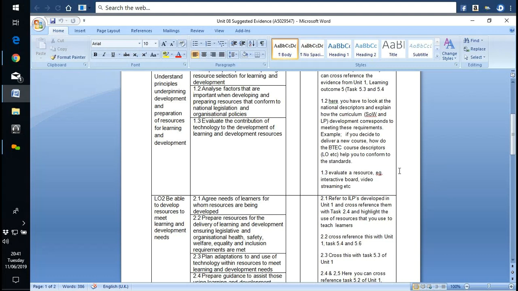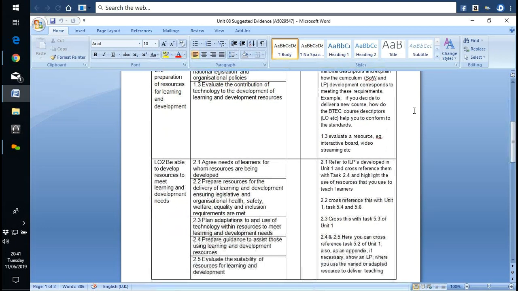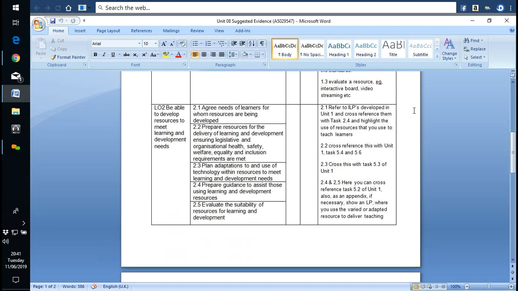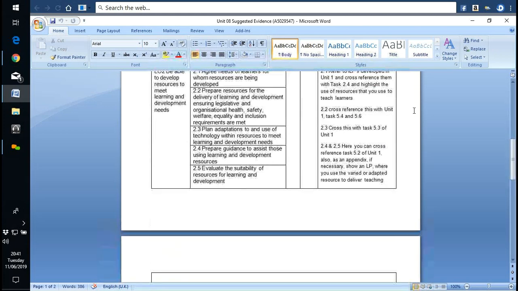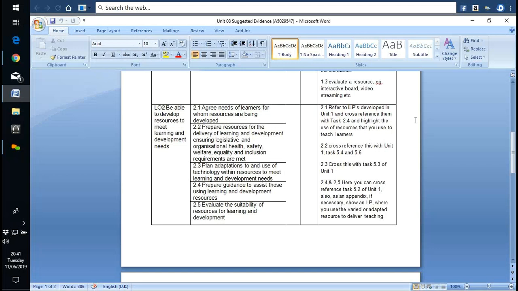And then evaluate our resource, interactive board, video, streaming, any of that sort of thing. Just an evaluation of it, how it's useful as a resource. Yeah. So that's LO1. Yeah. LO2 is agree the needs of learners for whom resources are being developed.